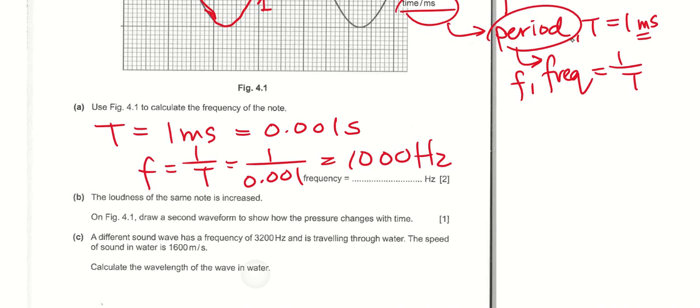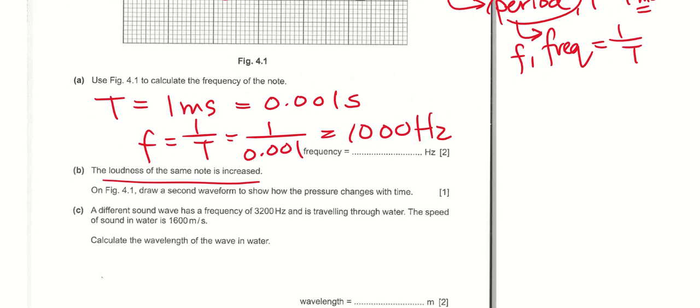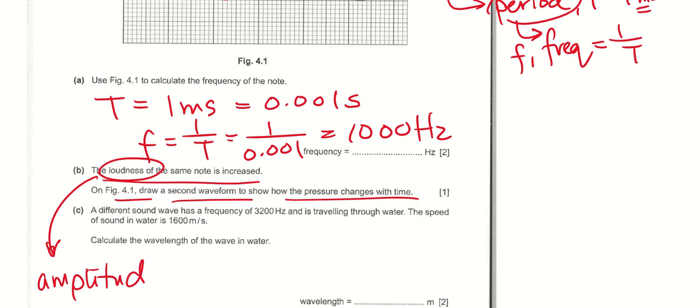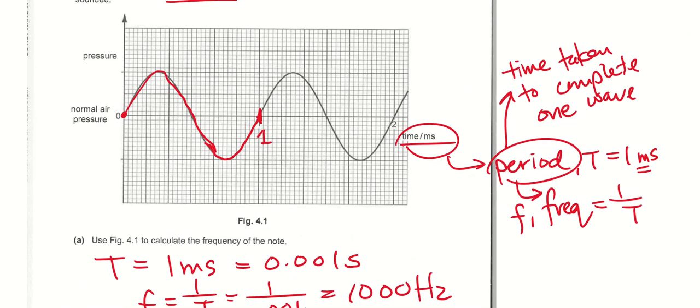Now the loudness of the same note is increased. On figure 4.1, draw a second waveform to show how the pressure changes with time. So take note, it is only loudness. Loudness affects the amplitude of the wave. Okay, amplitude of the wave. Therefore, I must draw something that is of higher amplitude. That means here, maybe something like that. Okay, and then it must have the same frequency.